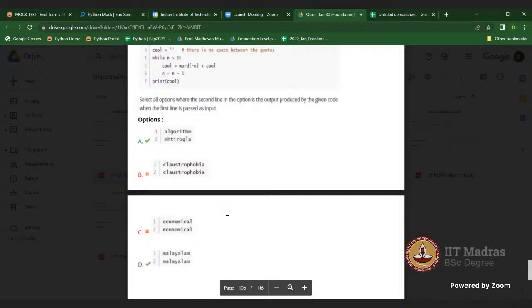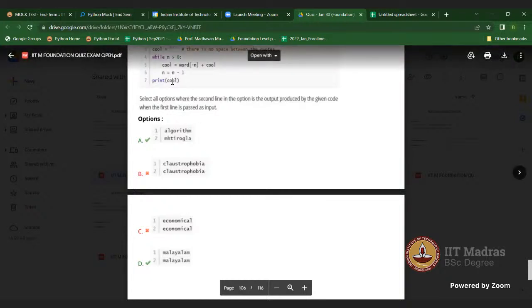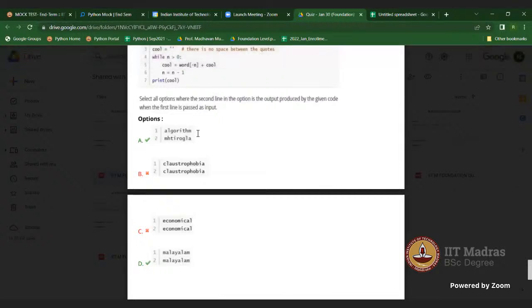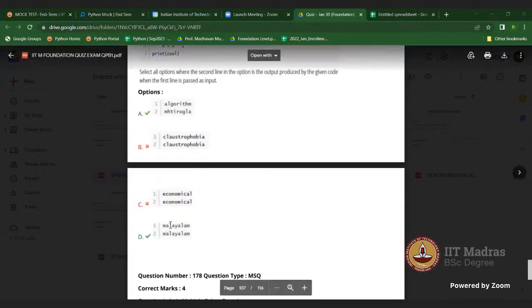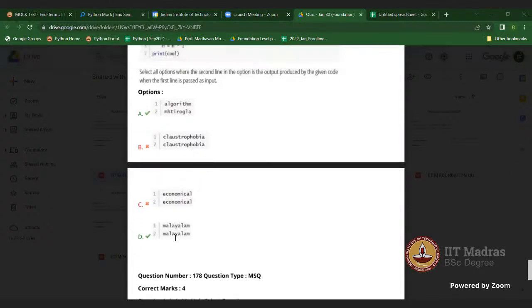Word of minus n will be the first character, correct? First character of the output, after the full word. When we do it after all the iterations, word of minus n will be the first character of full. Which basically means the last letter of the actual word is the first letter of this full word, right? We are just doing the reverse of it. You could see here Malayalam is a palindrome, that's why option D is correct.